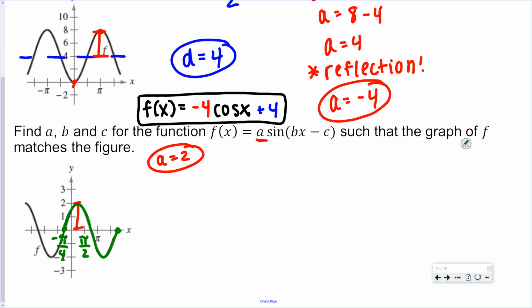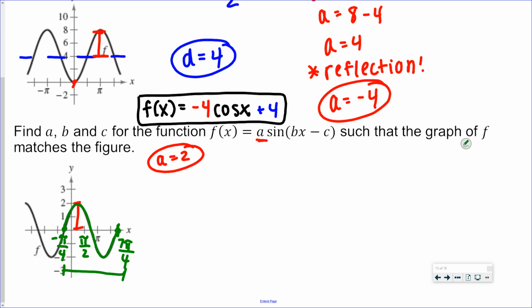7 pi over 4. So, guys, it's counting up by halves, right? So half, 2 halves, 3 halves. 3 halves is how many fourths? 6. 6 fourths plus another fourth, that's 7 fourths. Just fractions. But the length of the period is 2 pi.